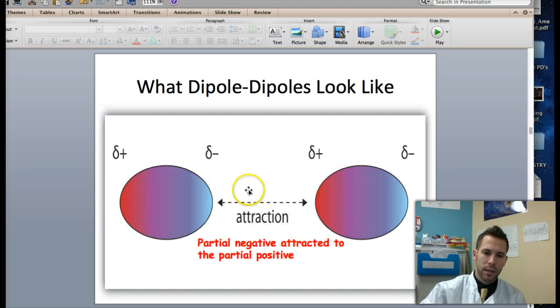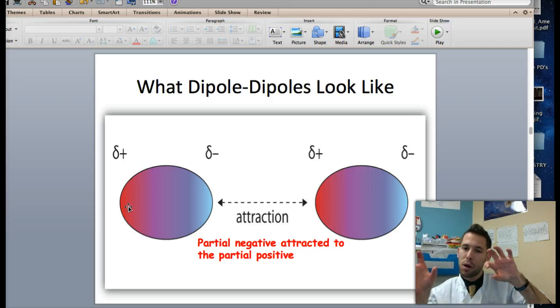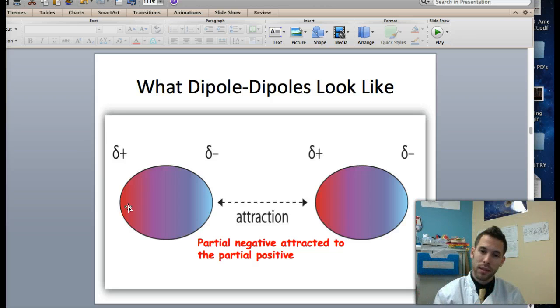Dipoles essentially look like this, and they're actually attracted to one another because one side is slightly positive, one side is slightly negative. So when they're close to each other, a couple molecules are actually going to be attracted to each other. And this is dipole-dipole bonding. Partial negatives attracted to partial positives.